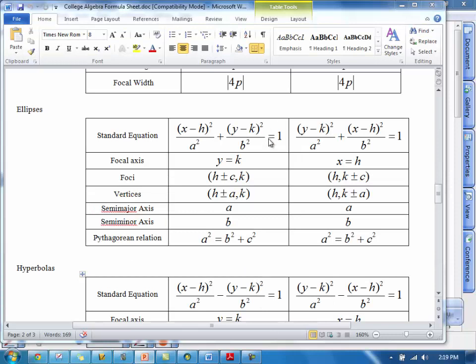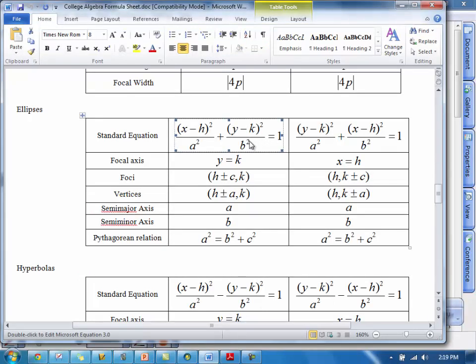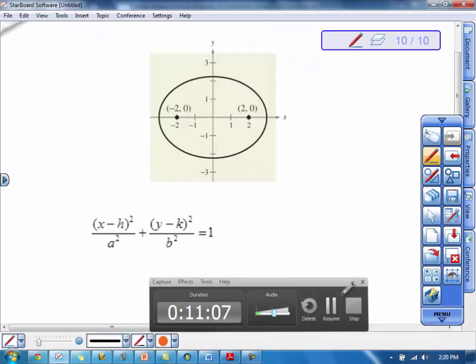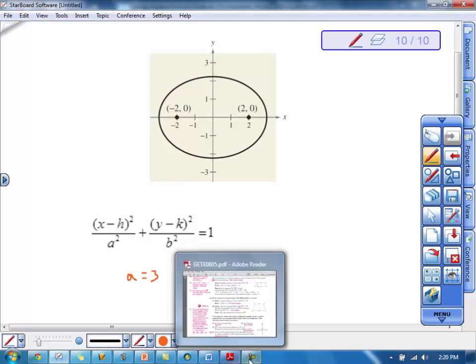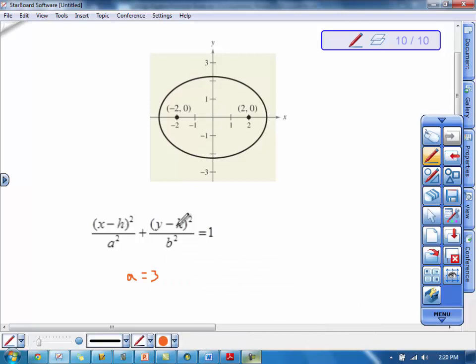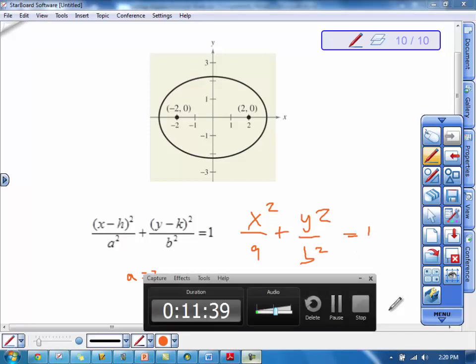So let me grab that. You can do it. This distance right here is a, which is 3 in this case. So I know a is 3. This distance is b, right here, which looks like an irrational number. It looks like it might be the square root of 2. It's centered at the origin, so h and k are 0, 0. So my equation becomes x squared over 9 plus y squared over b squared equals 1. So the only thing I've left to find is b.